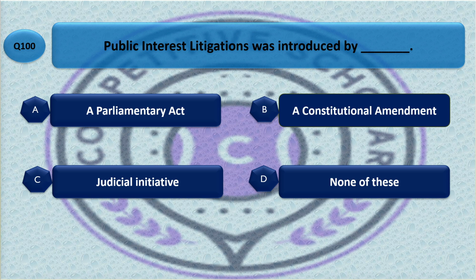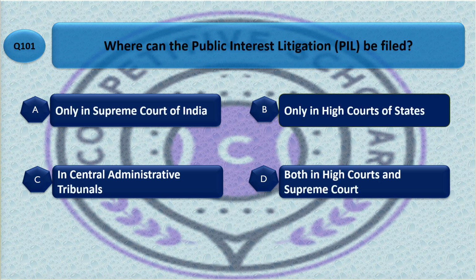Let's move to question number 100. Public interest litigation was introduced by option number A, a parliamentary act. Option B, a constitutional amendment. Option C, judicial initiative. Option D, none of these. Answer is judicial initiative, that is option number C.